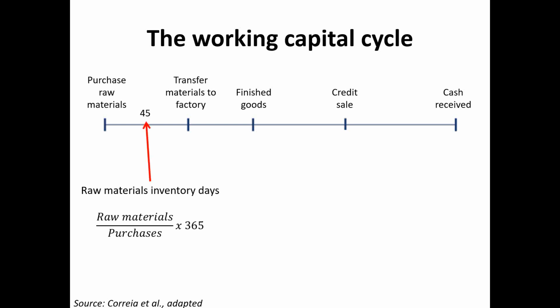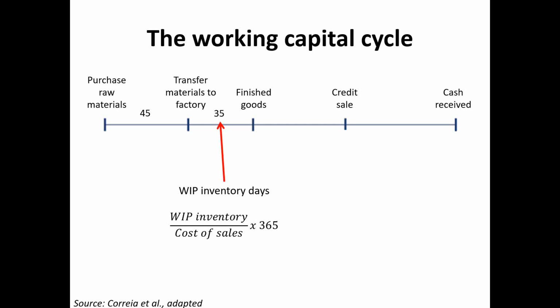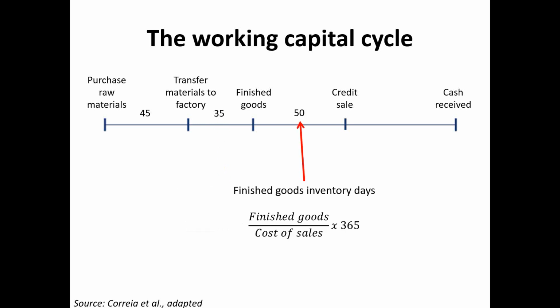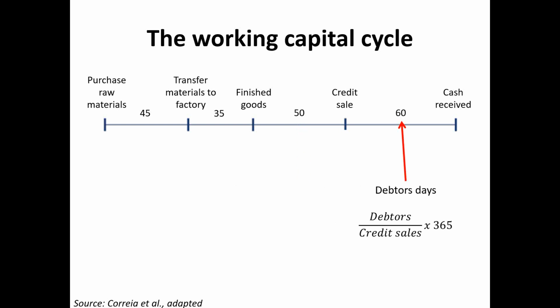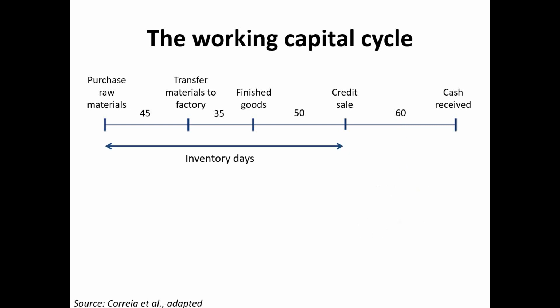Notice that for inventory, we can actually calculate the individual days for the different types of inventory, such as raw materials, work in progress, and finished goods. We can then see our debtors days, which you should recognize from financial statement analysis. And so what we see is that the first part, from the purchase of the raw materials up until the credit sale, is our inventory days. After the sale has been made and until the cash is received is our debtors days.